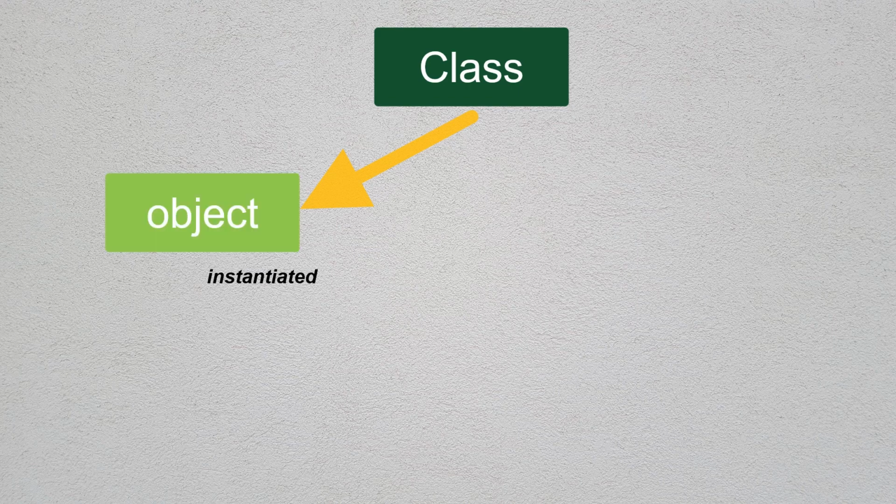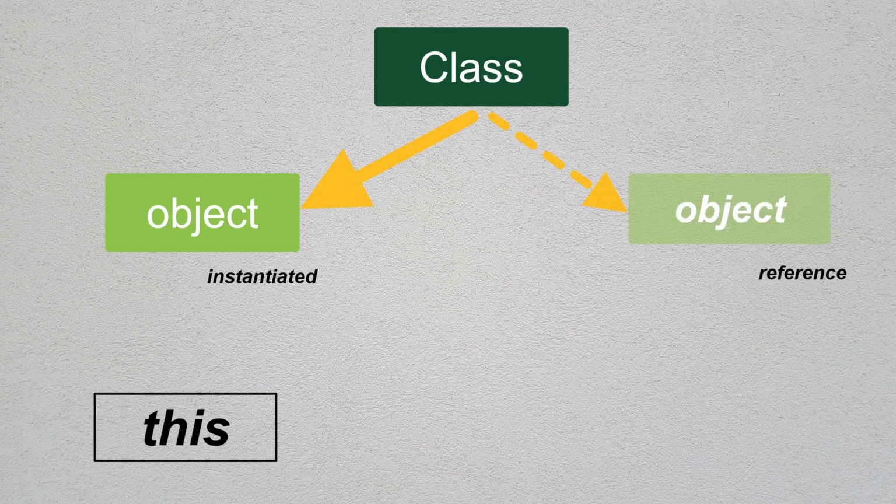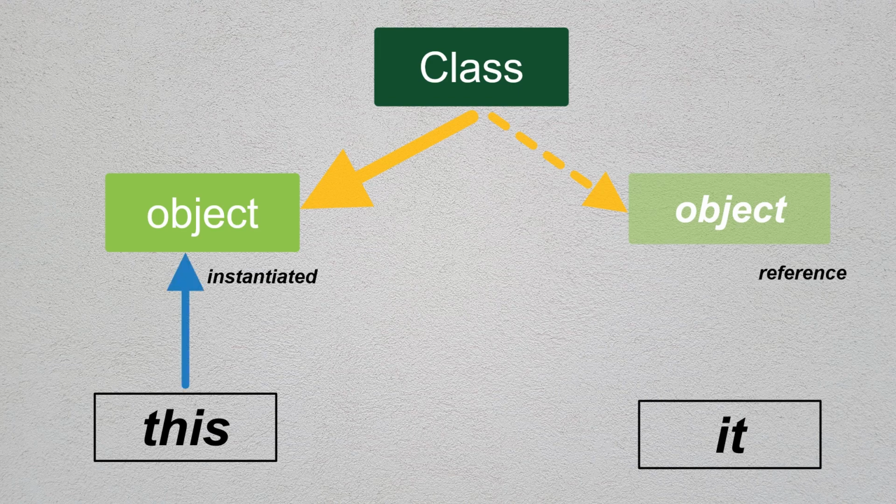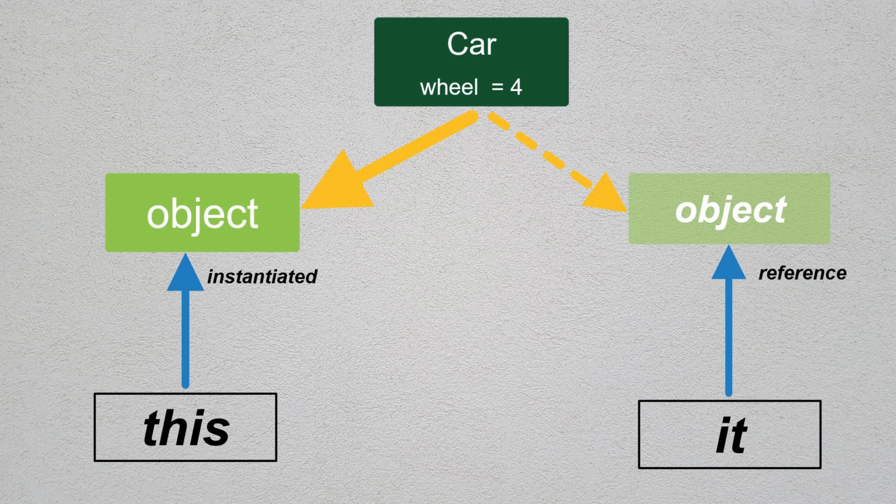On the other hand, we can create a reference of the class using the class variable as a function parameter. This points to the instance of the class, and it points to the reference of the class. Let's think the name of the class is car. The car class has a member variable named wheel.